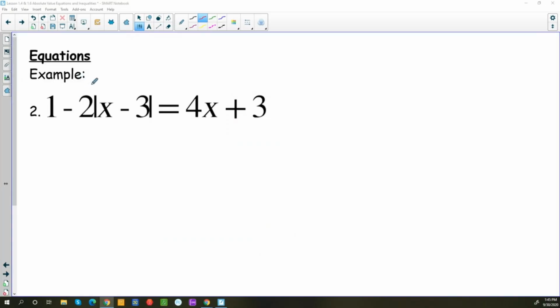So here's another example of the same thing. I'm going to go over what an answer would look like that didn't work. So let's go through this like we did for the first one. We want to isolate, or get, the absolute value bars alone. So we want to subtract 1 first.